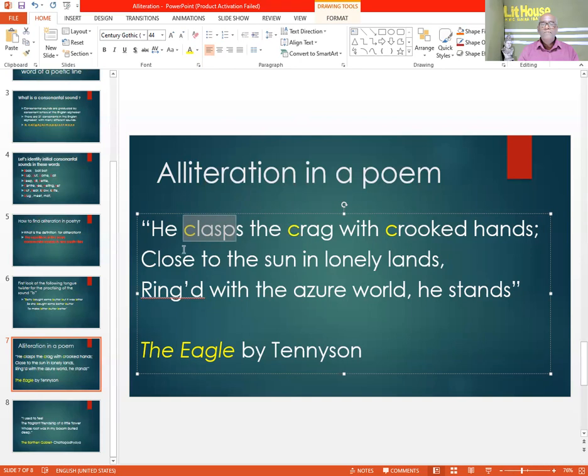Second line, close to the sun in lonely lands. What is the common consonantal sound you hear? Lonely, lands. Now they are in alliteration. Lonely and lands are in alliteration because they begin with the same consonant and with the same consonantal sound. Lonely lands. Right. That is how we find actual alliteration in actual poetry.